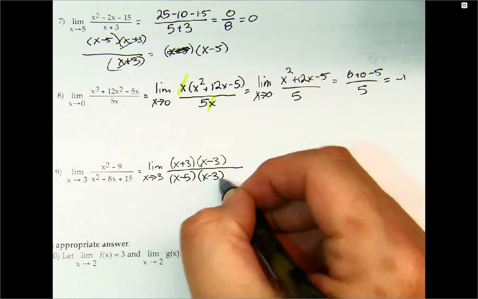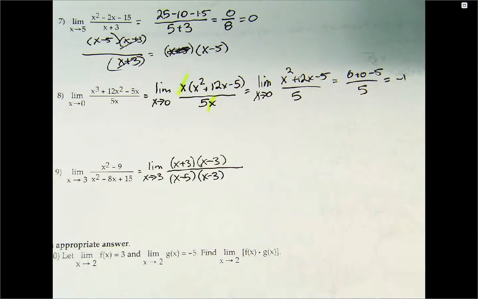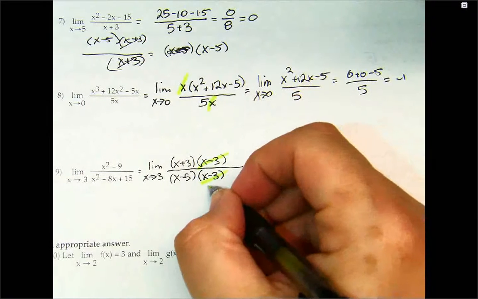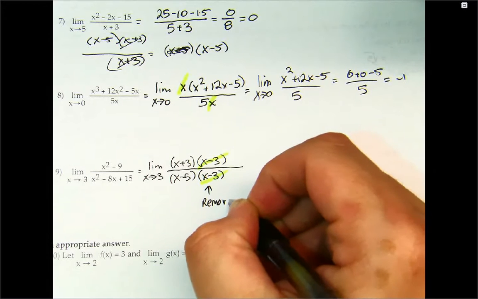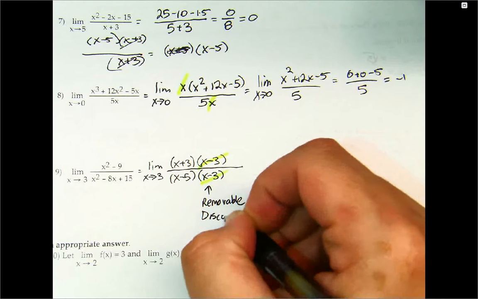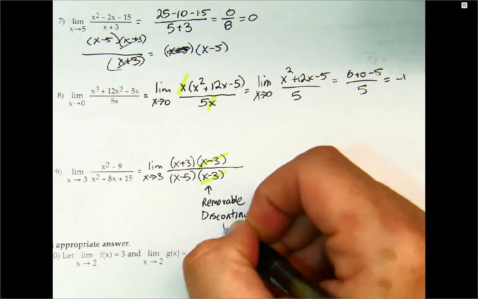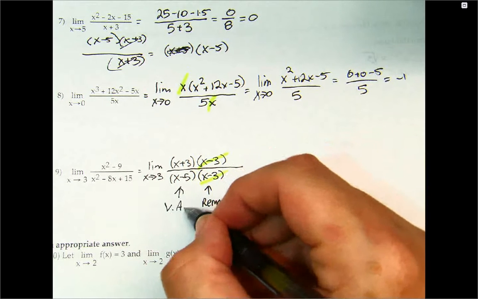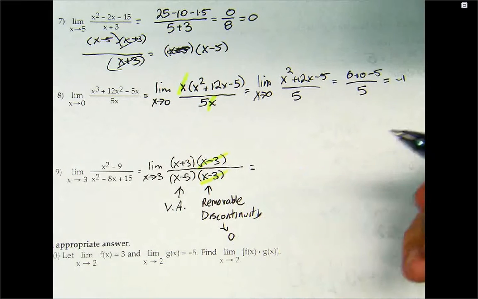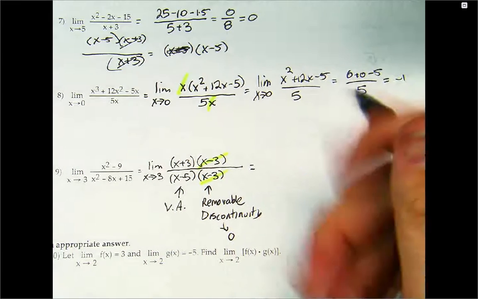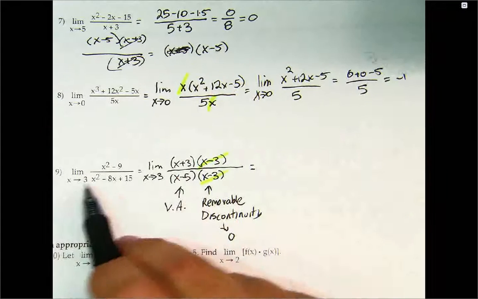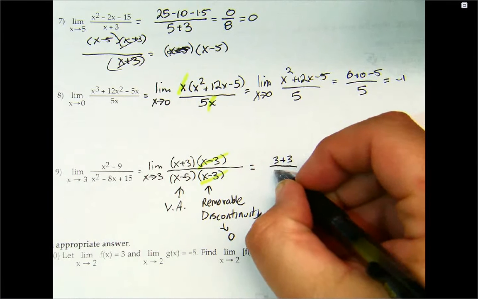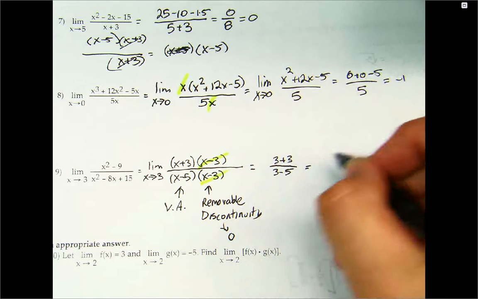Alright, so now we have a removable factor. That's a removable discontinuity right there. So remember, removable discontinuities give us a hole. This gives us a vertical asymptote. So if it asks you to find a vertical asymptote, it's non-removable, so we have to do that. Now plug in the 3, so we'll get 3 plus 3 over 3 minus 5, which would be 6 over negative 2, which is negative 3.